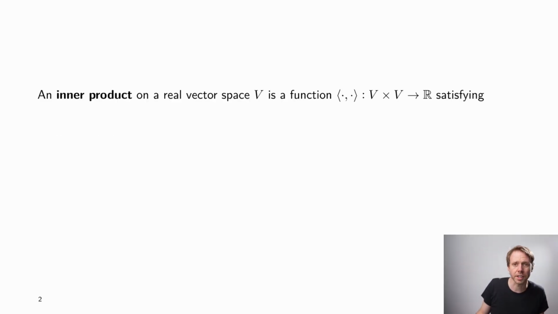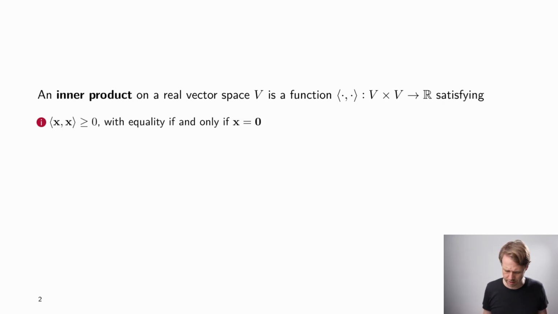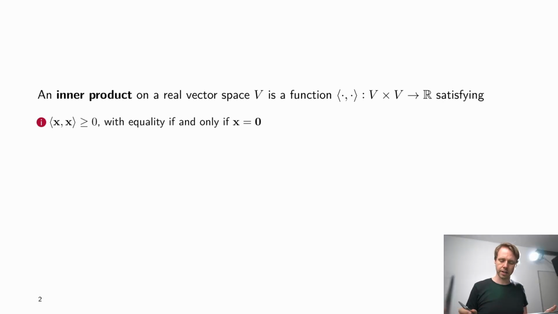So what is an inner product? An inner product on some real vector space V is a function that takes two elements of this vector space and maps it to R. Again, it needs to satisfy a bunch of things. First, it needs to be non-negative and 0 if and only if we have the null vector.